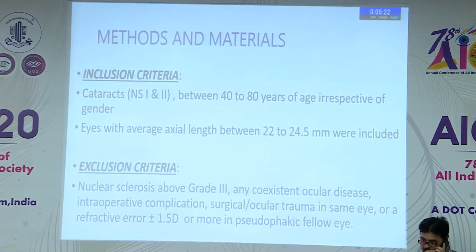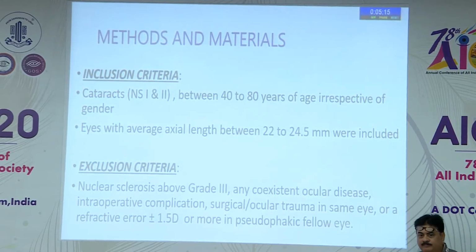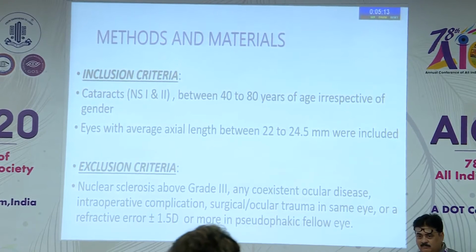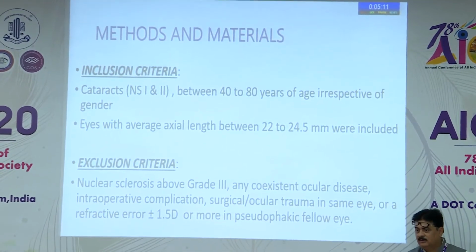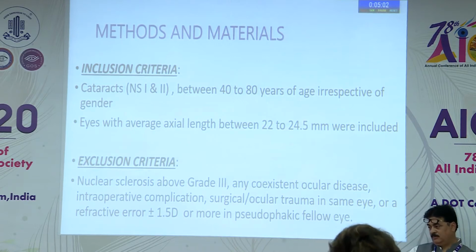The inclusion criteria were as per LOCS 3 system, nuclear sclerosis grade 1 and 2, between ages 40 to 80 years, eyes with average axial length. In the exclusion criteria, all nuclear sclerosis grade 3 and above were ruled out. Any coexistent ocular disease, intraoperative complication, surgical or ocular trauma in the same eye, or a refractive error amounting to plus minus 1.5 diopter or more in the pseudophakic fellow eye.